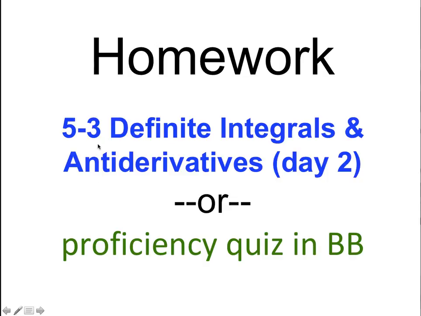So at this point, you should be able to do 5.3 day 2 homework and also finish up 5.3 day 1.